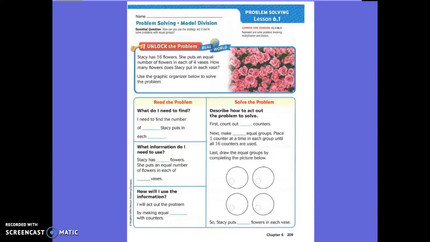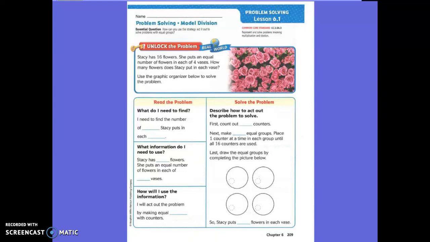Okay, boys and girls, today we are solving division problems by using the strategy Act It Out. Read the problem below. Stacy has 16 flowers. She puts an equal number of flowers in each vase. How many flowers does Stacy put in each vase? Use the graphic organizer below to solve the problem.